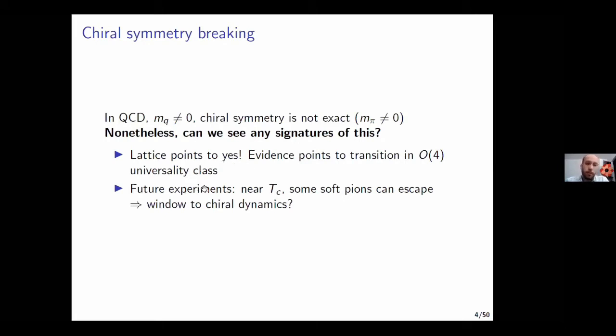And potentially in future experiments, if we're near the critical temperature, maybe some of these soft pions can escape and in this way provide a measurement window to these chiral dynamics near the phase transition, these chiral critical dynamics.